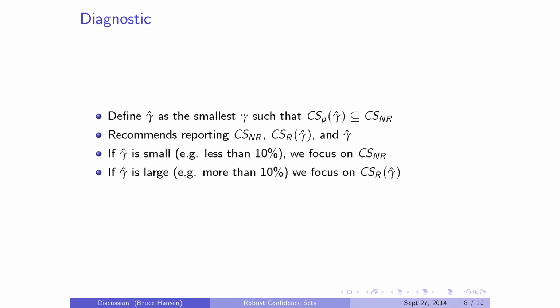If gamma hat is small, the reader is going to focus on the classic confidence set. If the gamma hat is big, you're going to focus on the robust one. And so you kind of have your cake and eat it too.